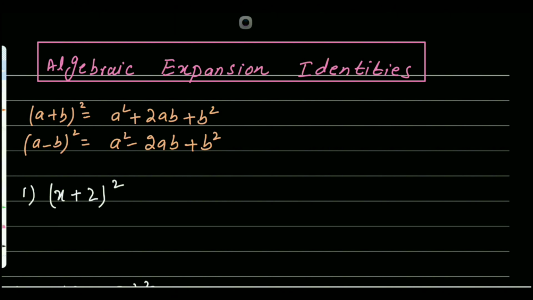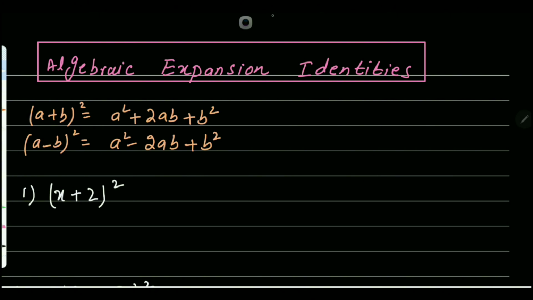In this video I will explain how and where you have to use algebraic identities. The first identity is (a + b)² = a² + 2ab + b², and the second identity is (a − b)² = a² − 2ab + b². So the thing is where we have to use these types of identities.